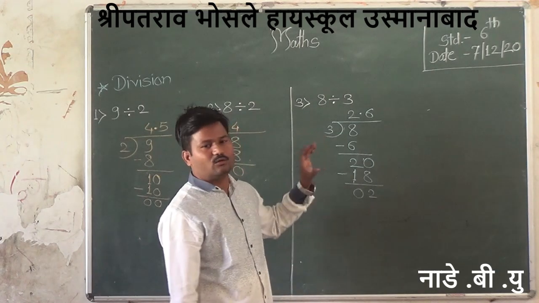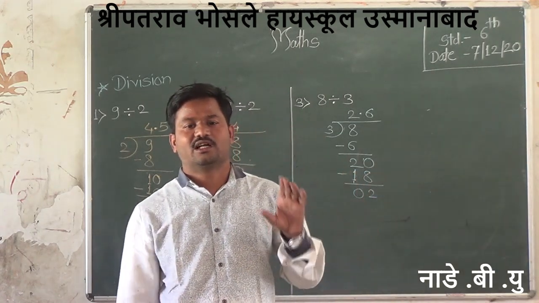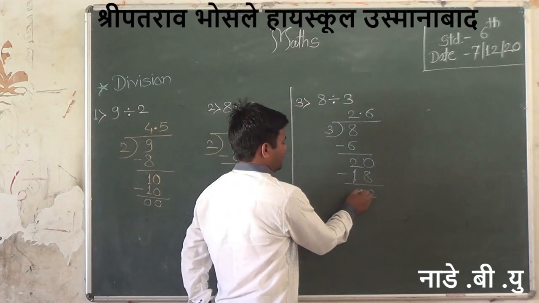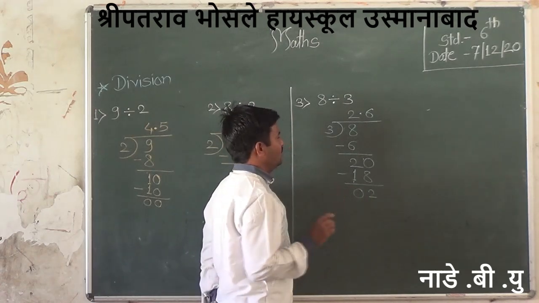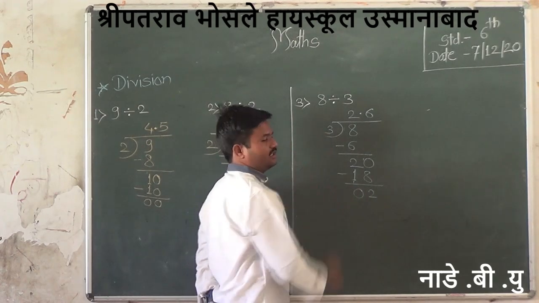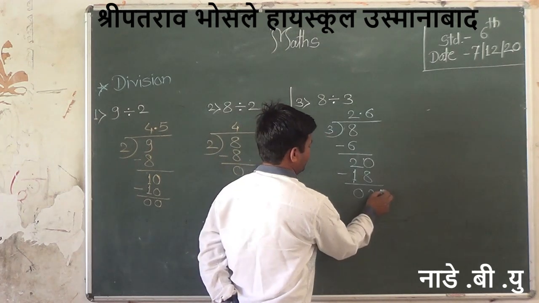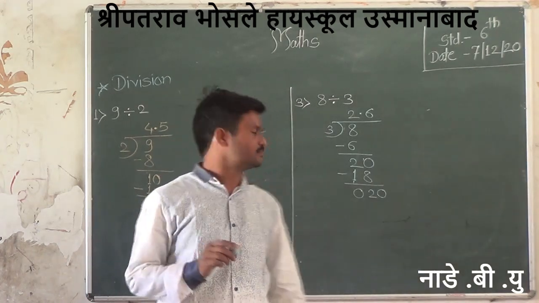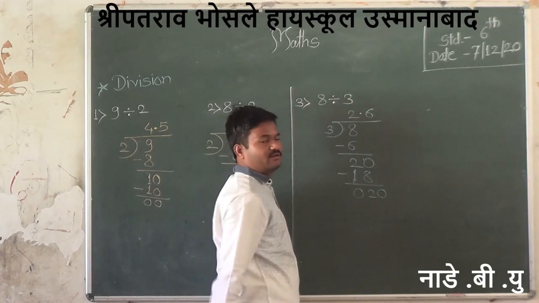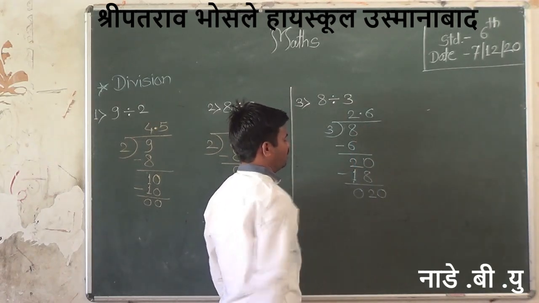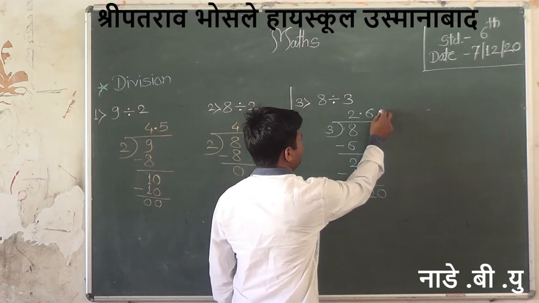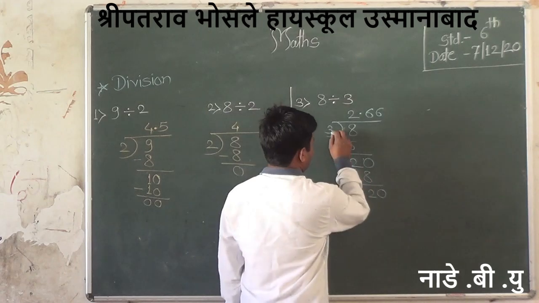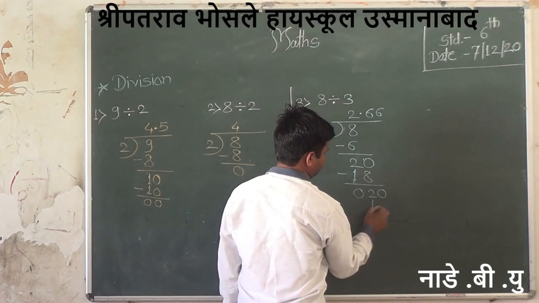Hence in the division process, the decimal point is taken only one time in the quotient. If the remainder does not divide by the divisor, that time we next take a 0. Here again we got 20. 20 is not in the table of 3. Hence the smaller number is 18, and 18 is in the table of 3, at the 6th place. Here 3 sixes are 18.